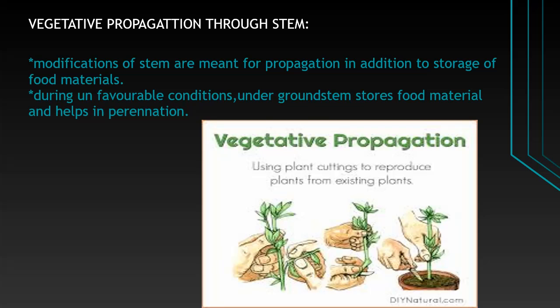Now we'll see what is vegetative propagation through stem. Previously we saw how it occurs through roots. Modifications of stem are meant for propagation in addition to storage of food materials. So during unfavorable conditions, the underground stem stores food material and helps in perennation. You can see how it is propagated in this picture.